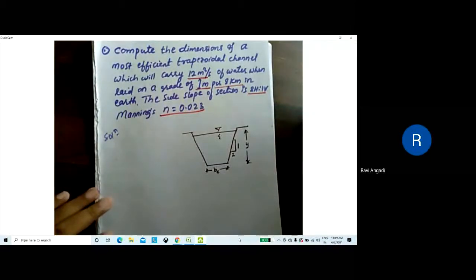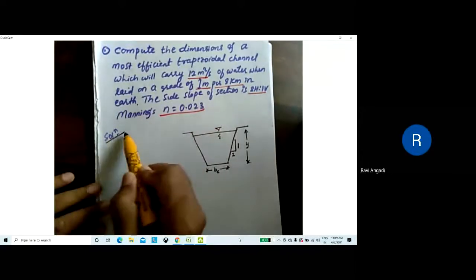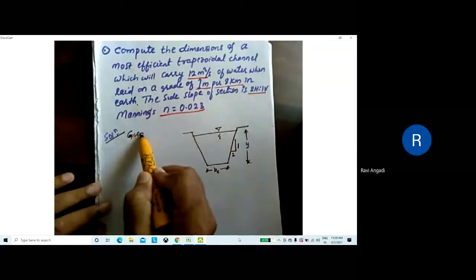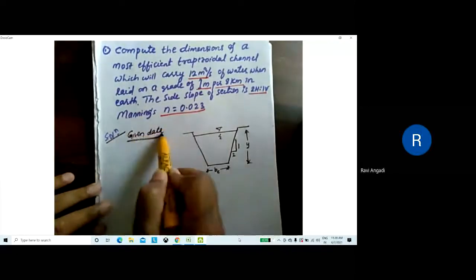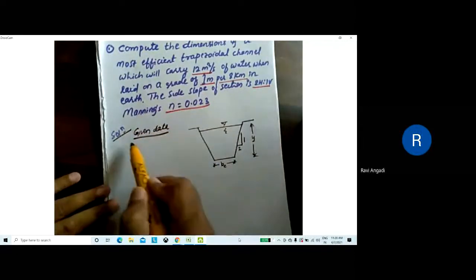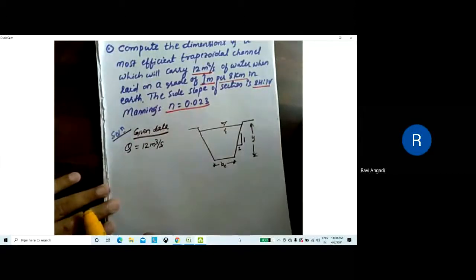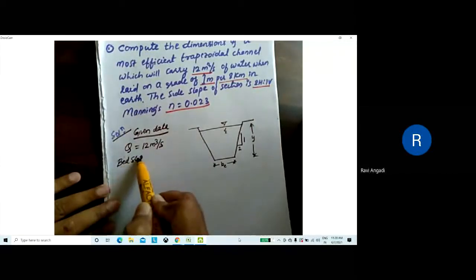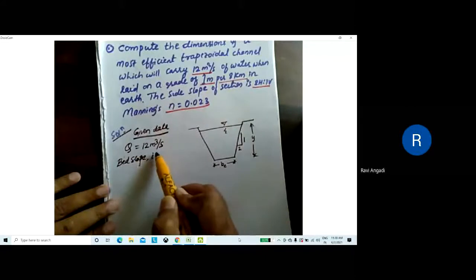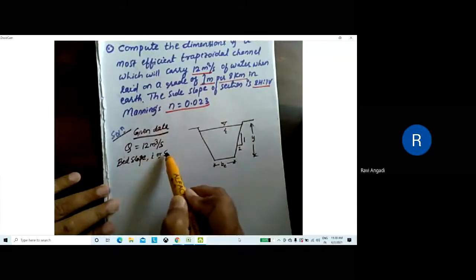So the question here: one vertical, two horizontal. Yes, 1 vertical to 2 horizontal. So what are the given data here? Q is given. Then what else is given? Bed slope is given. You can take it as I or S, bed slope.